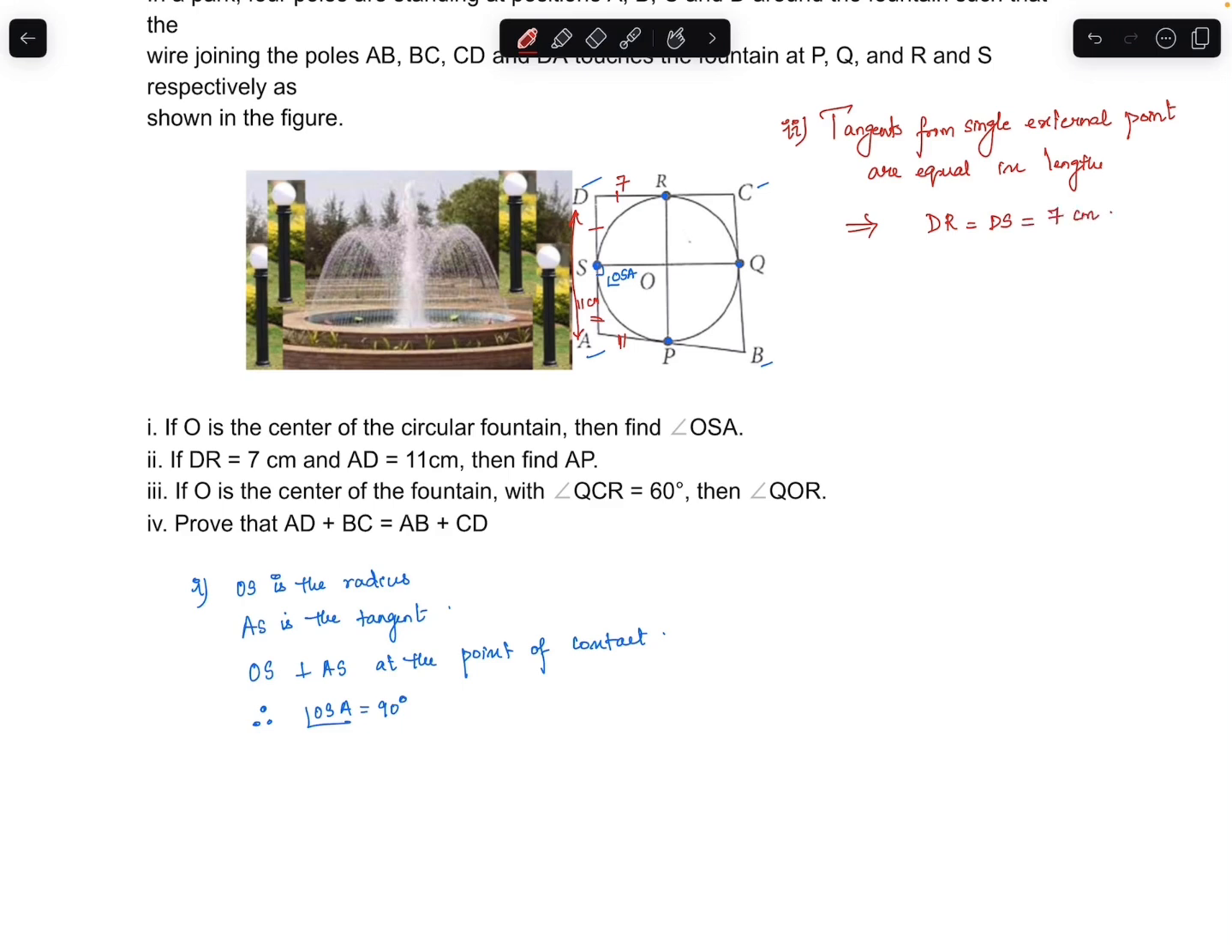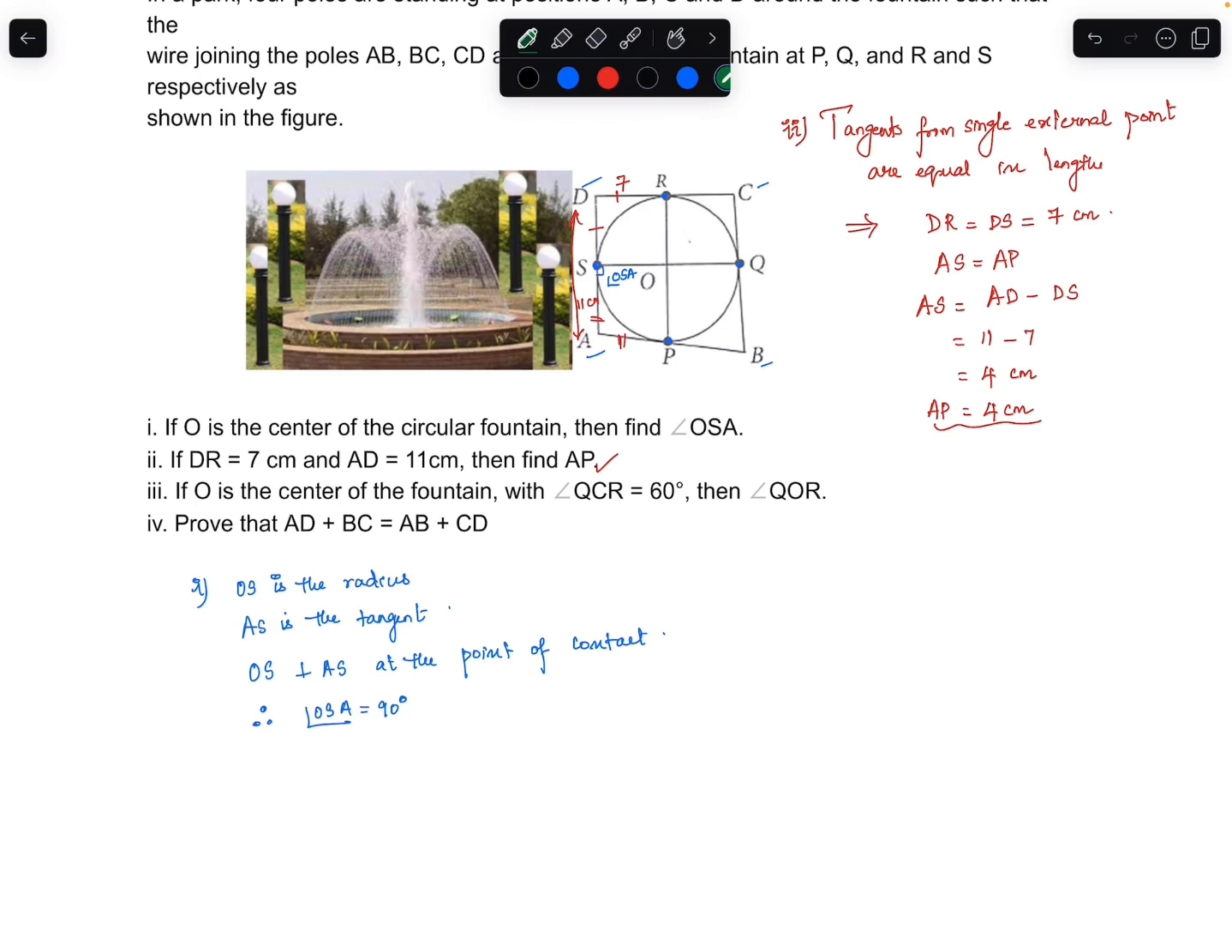And A is another external point. AS and AP are two tangents from A. So those two are also equal. AS is equal to AD minus DS. AD is 11 centimeter and DS is 7 centimeter, which gives 4 centimeter. AS and AP are equal in length, so AP is equal to 4 centimeter.